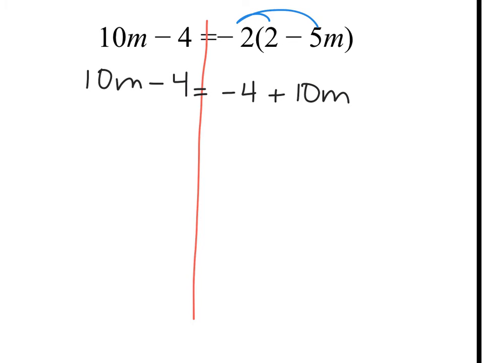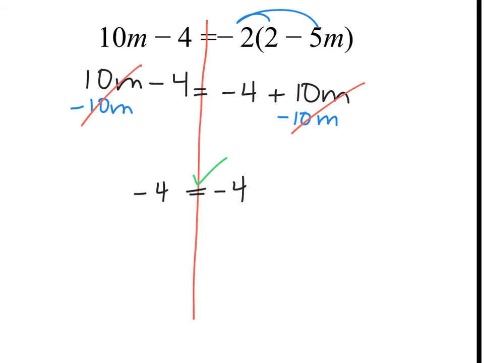There's no like terms on either side, so we'll go ahead and move our variables to one side. We're moving the m, so I'm going to move this one. It's positive, so I subtract it away to take it away. 10m minus 10m is 0. 10m minus 10m is also 0 over here, which leaves you with negative 4 equals negative 4. Is that true? That negative 4 equals negative 4? Yes, it is true.